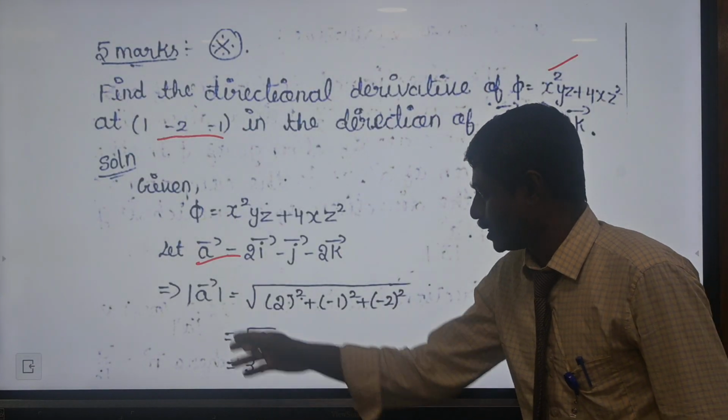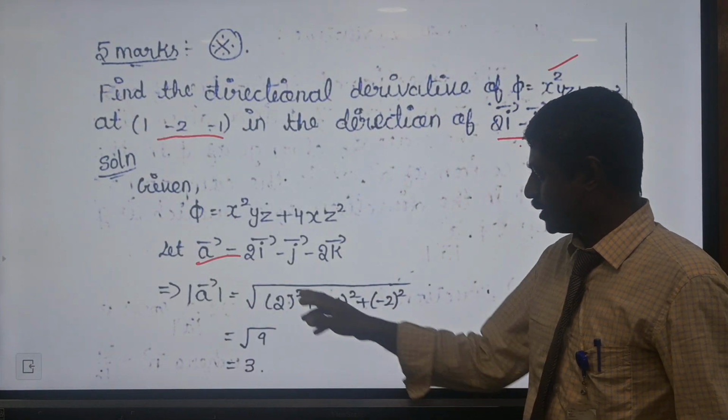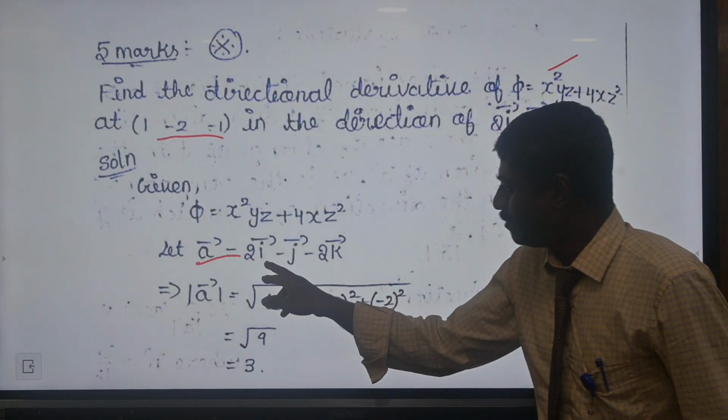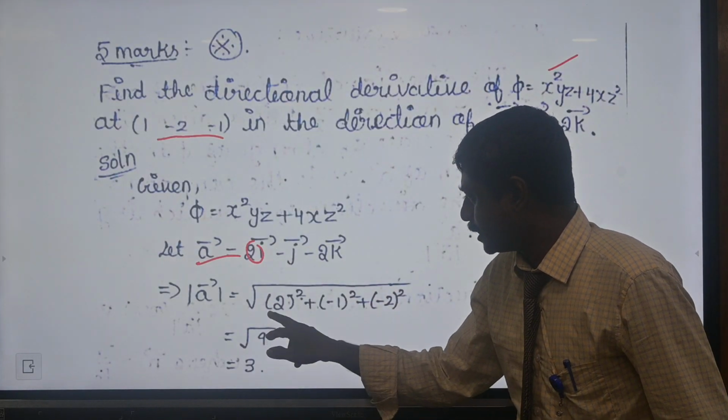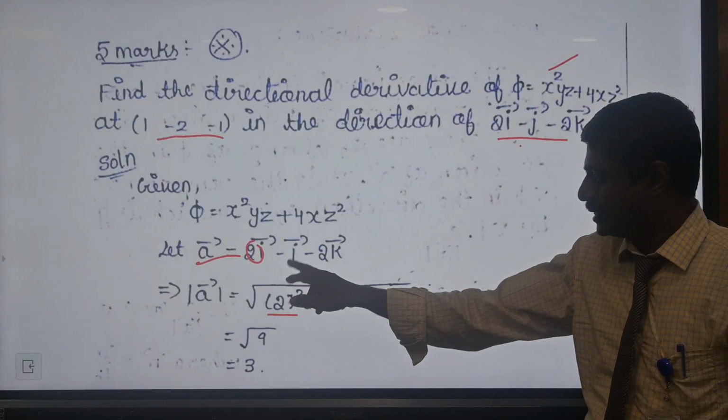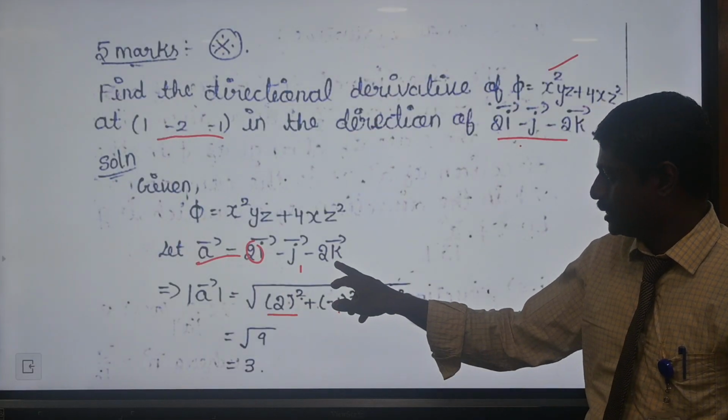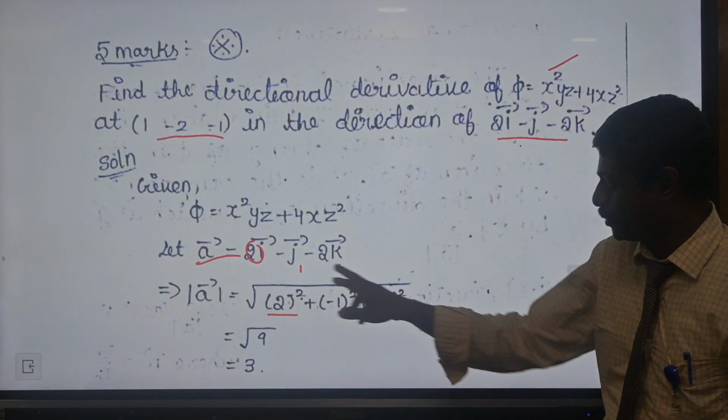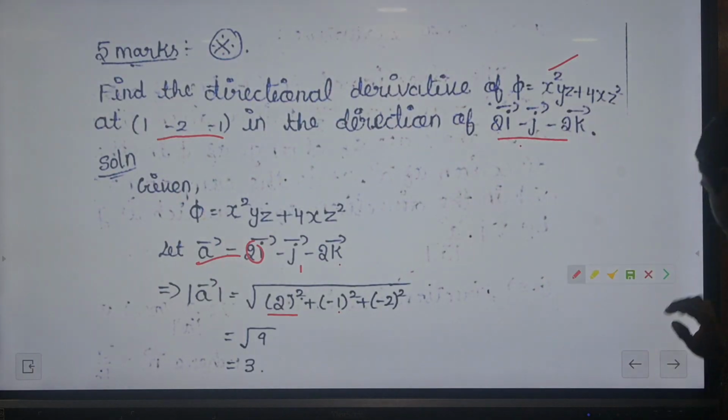Now find the modulus of the vector. How to find the modulus of a vector? Just take the square root: i vector coefficient squared, that is 4, and similarly j vector coefficient is minus 1, k vector coefficient is minus 2. You can simplify and get 3.